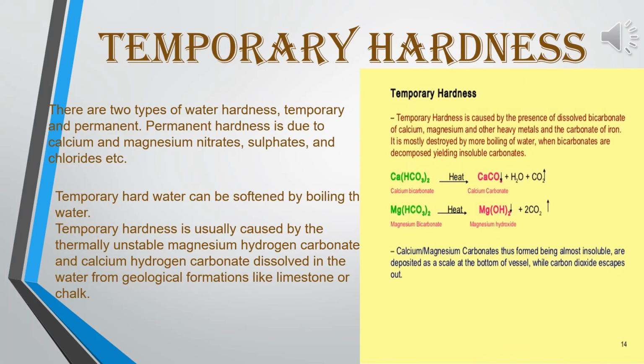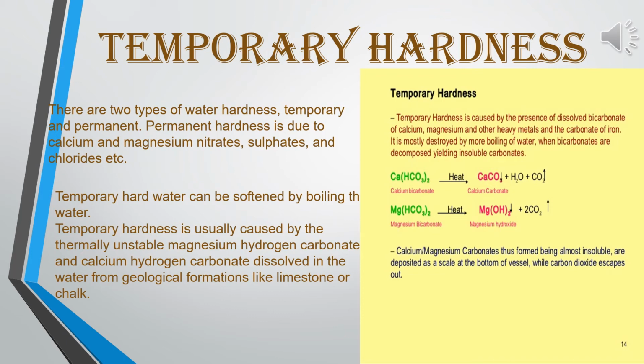Now I am discussing temporary hardness. There are two types of water hardness, temporary and permanent. Permanent hardness is due to calcium and magnesium nitrates, sulfates and chlorides, etc. Temporary hard water can be softened by boiling the water. Temporary hardness is usually caused by the thermally unstable magnesium hydrogen carbonate and calcium hydrogen carbonate dissolved in the water from geological formations like limestone or chalk.